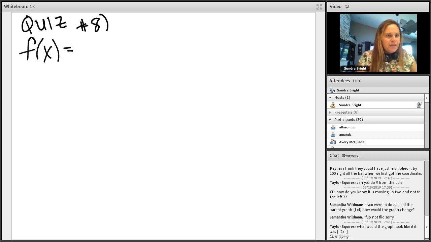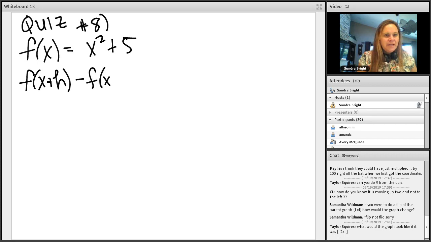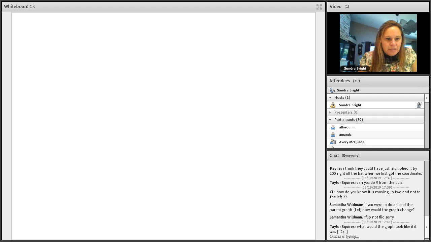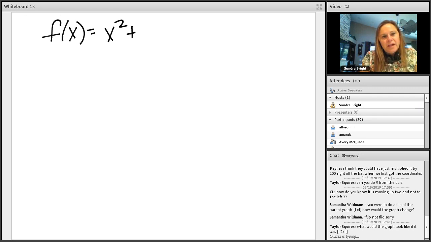Okay. All right. If f of x is equal to x squared plus 5, and they want you to find the difference quotient, which is f of x plus h minus f of x all over h. All right. So here's the dealio. Let me go to a different page real quick. If f of x is equal to x squared plus 5, what's f of heart?